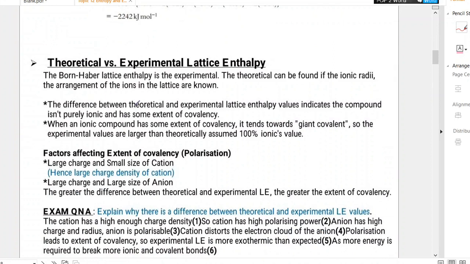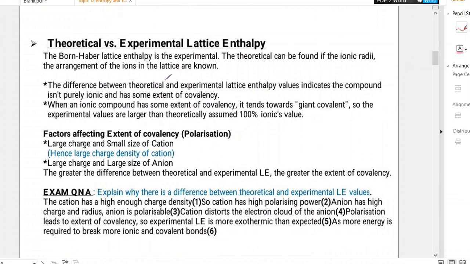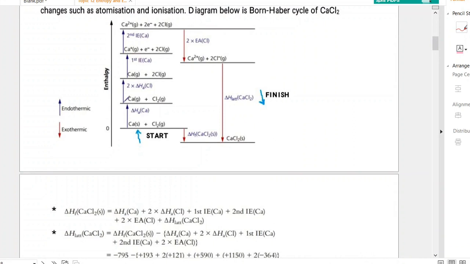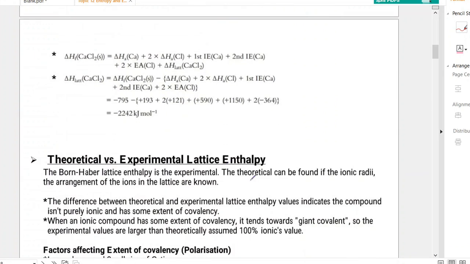You have obviously read this in AS, the polarization, bonding continuum, purely ionic, purely covalent, then between ionic and covalent. But this is in more detail because this is A2 Unit 4. So theoretical versus experimental lattice enthalpy. The Born-Haber lattice enthalpy is the experimental one. The one we are calculating here is the experimental one. The theoretical one can be found if the ionic radii and the arrangement of the ions in the lattice are known. How? Easy. Let's relate this.